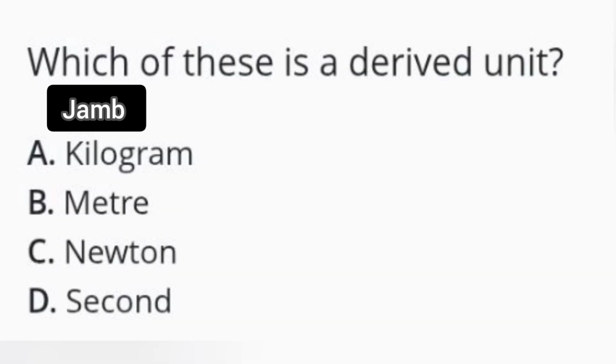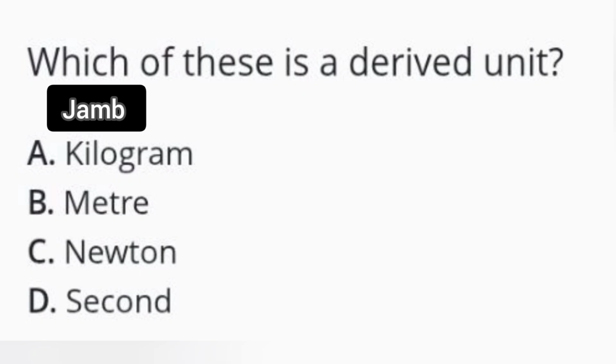The next question is a JAMB question which states which of these is a derived unit. Kilogram is the unit of mass. Mass is a fundamental quantity. Hence, kilogram is a fundamental unit. Meter is the unit of length. Meter is a fundamental unit.